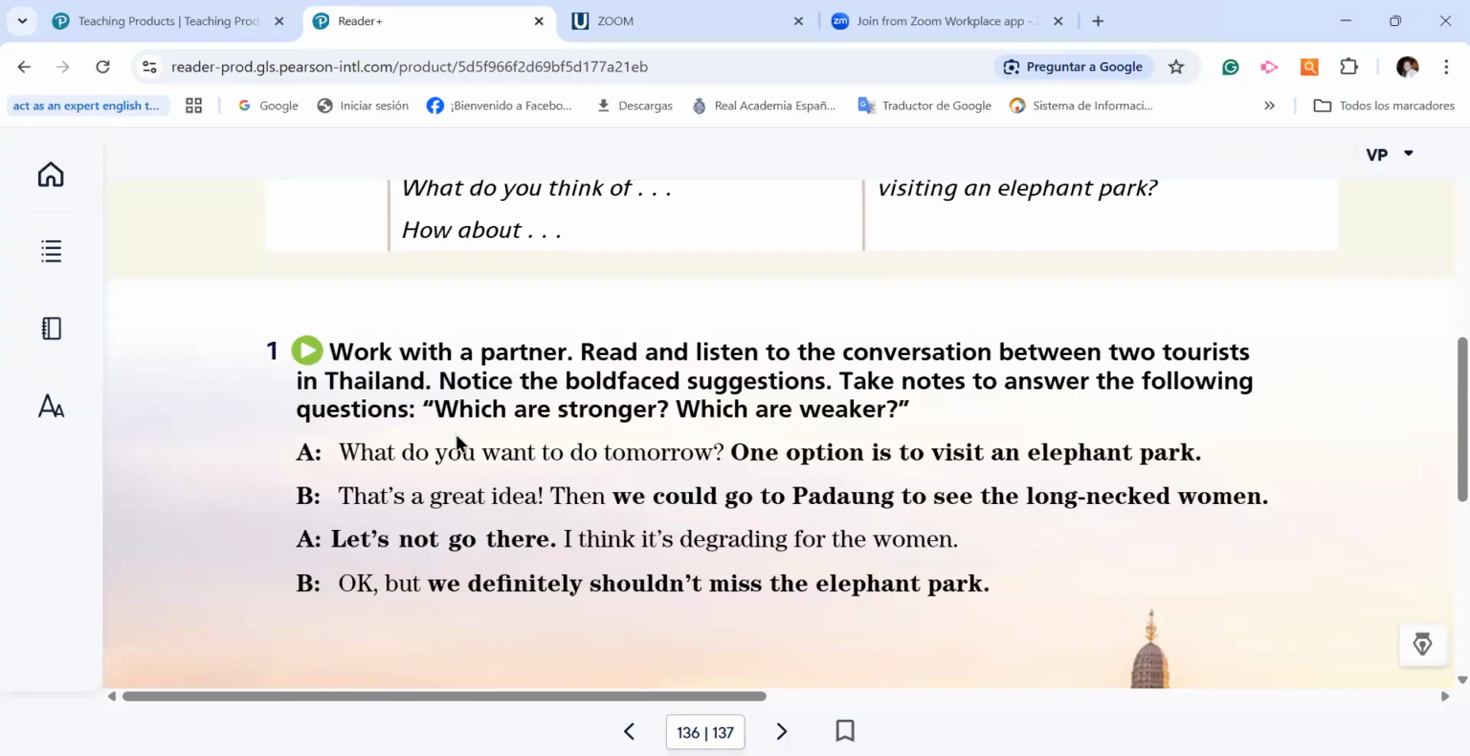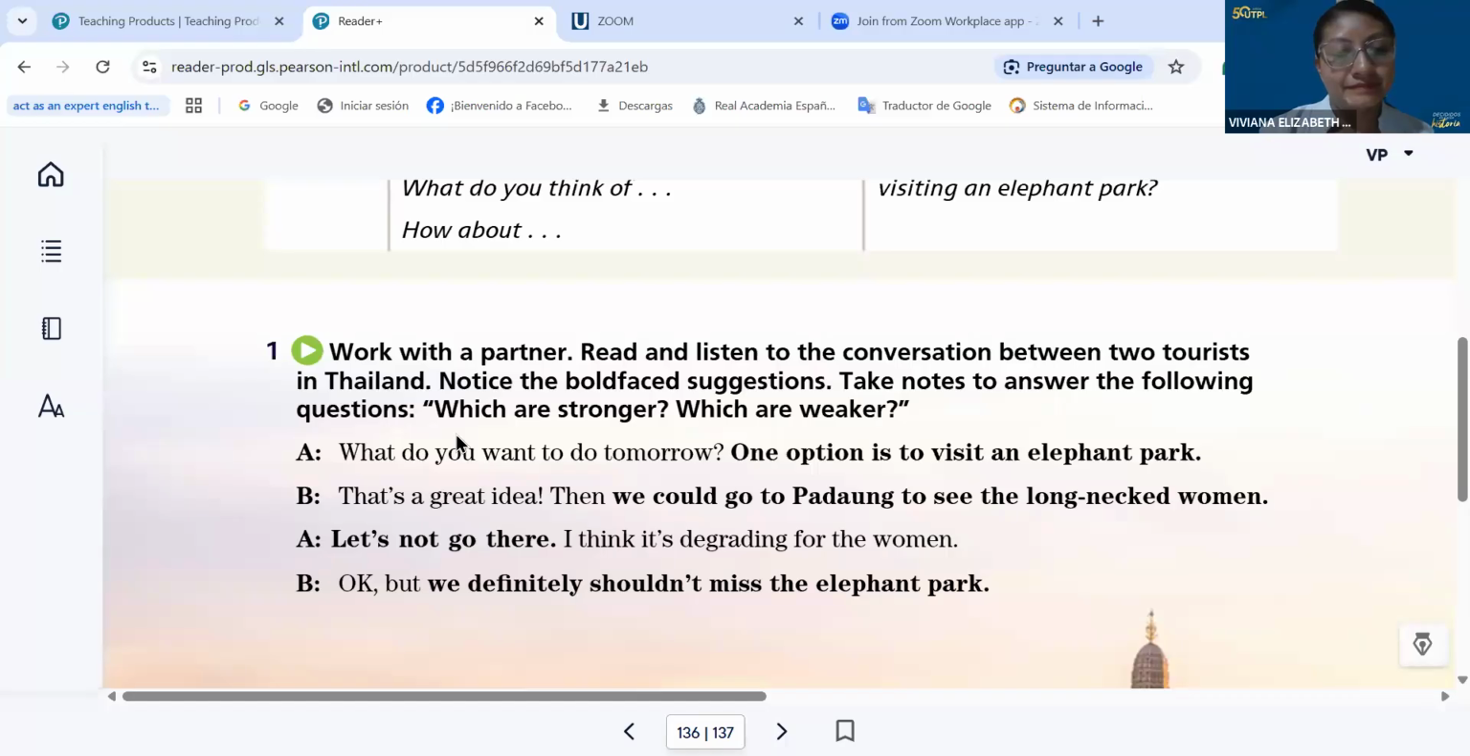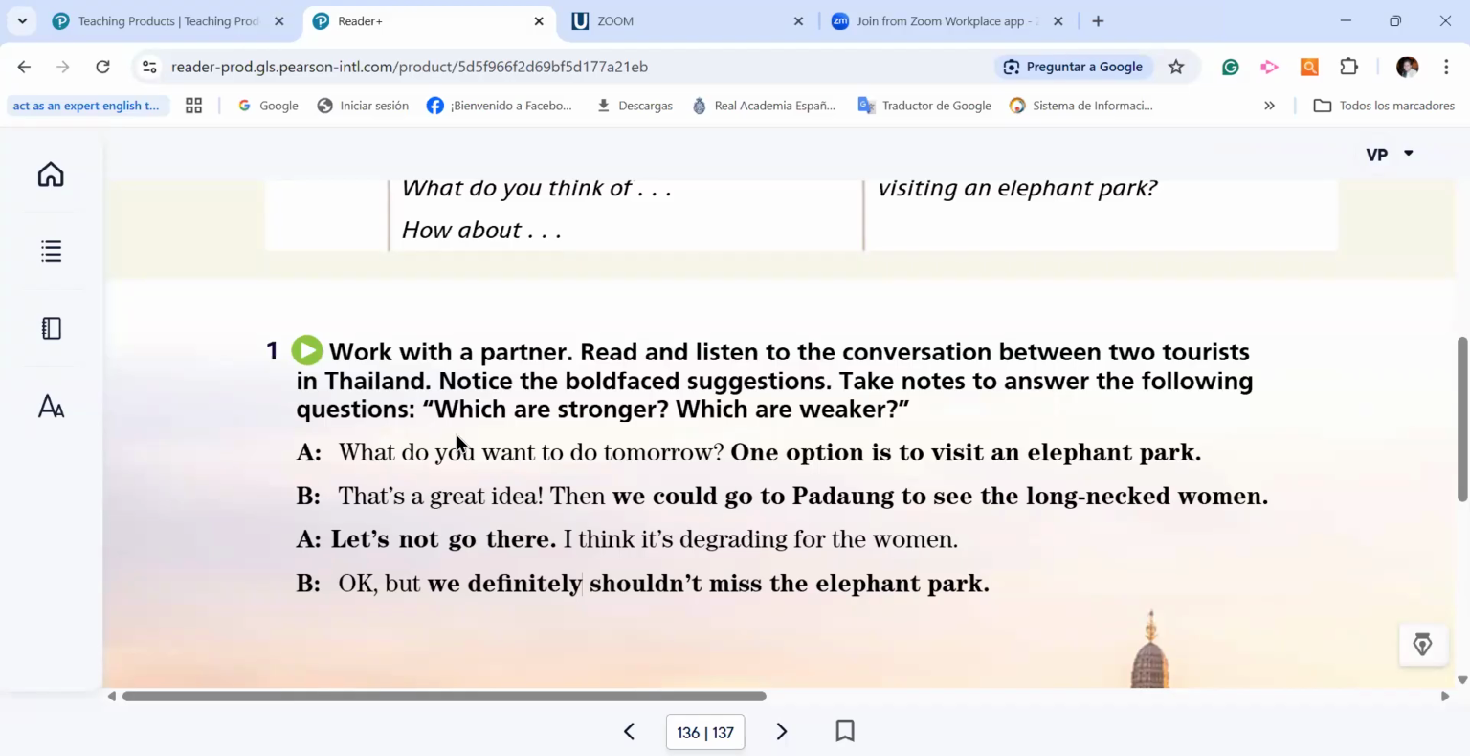What do you want to do tomorrow? One option is to visit an elephant park. That's a great idea. Then we could go to Padang to see the long-necked woman. Let's not go there. I think it's degrading for the woman. Okay, but we definitely shouldn't miss the elephant park.